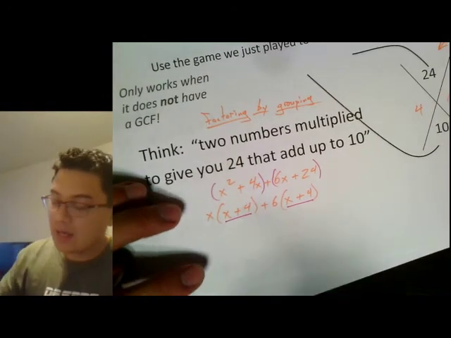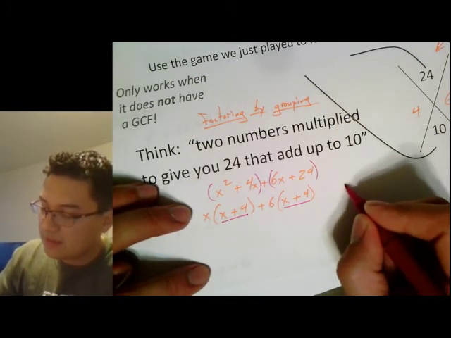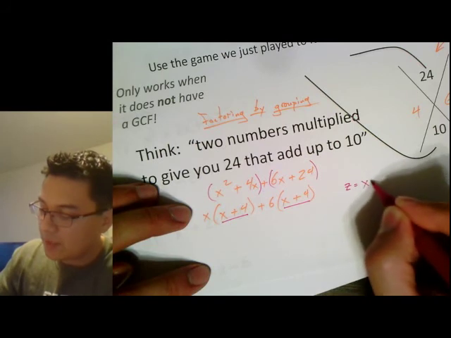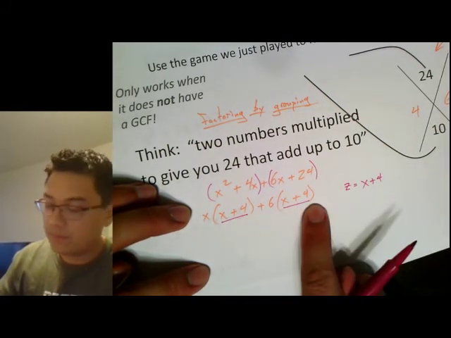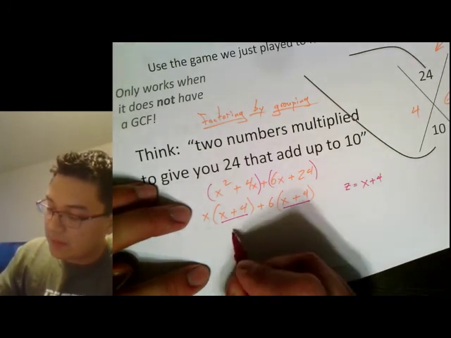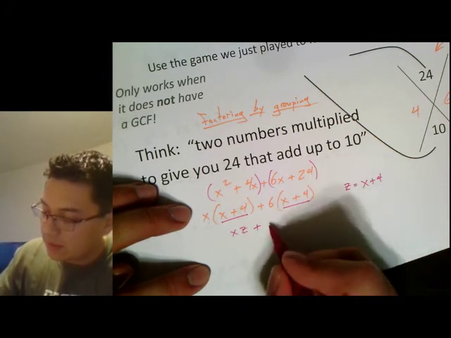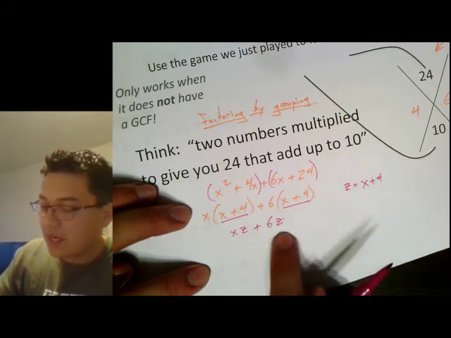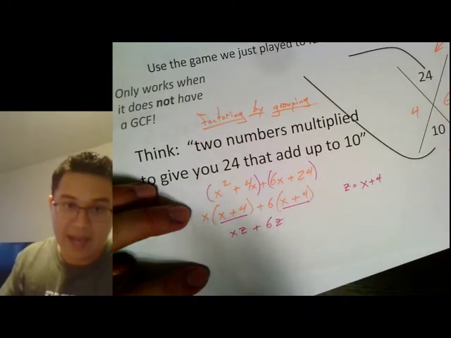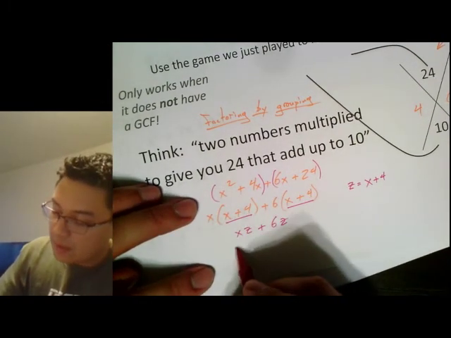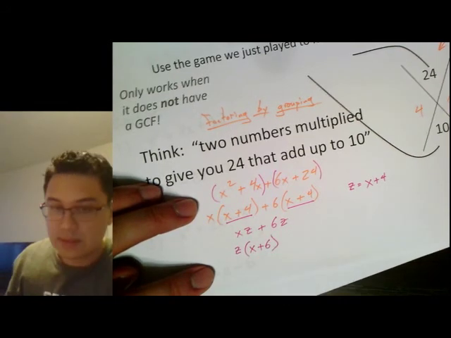If you're not seeing that, another way to think of this is I'm going to say z is equal to x plus 4. And I'm going to rewrite this step right here. This would really be the same thing as x times z plus 6 times z. Now the common factor in both of these terms is z. So I can factor z out of both parts, and I will be left with x plus 6.